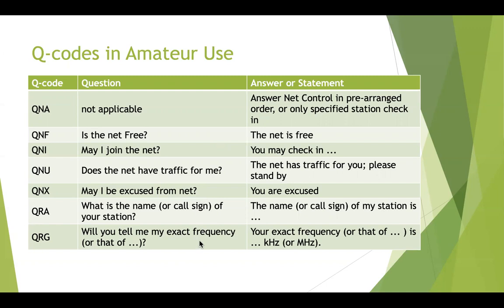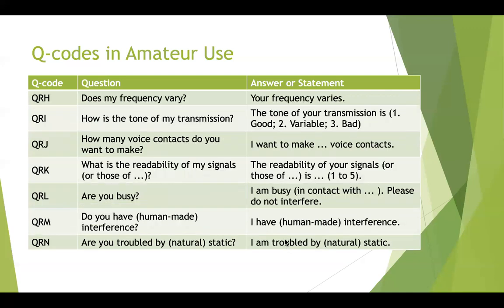QRG, will you tell me my exact frequency? So basically you're asking, hey, what frequency are you hearing me on, right? And a particular frequency is used to respond on that. QRH, does my frequency vary? With HF, sometimes your transmission isn't very solid because of atmospheric effects. Things like the ionosphere can affect the frequency of your transmission. So they want to know, is my frequency going up and down a little bit? What's the tone of my transmission? Is it looking good? Is it bad?